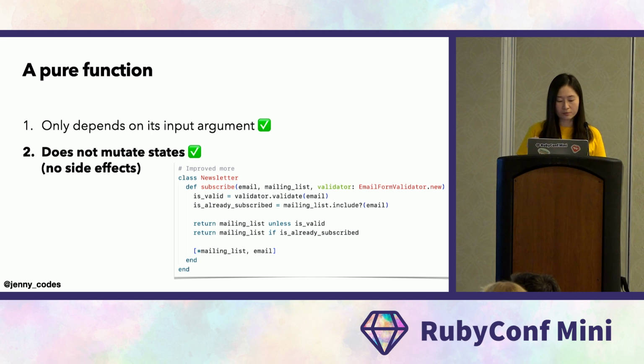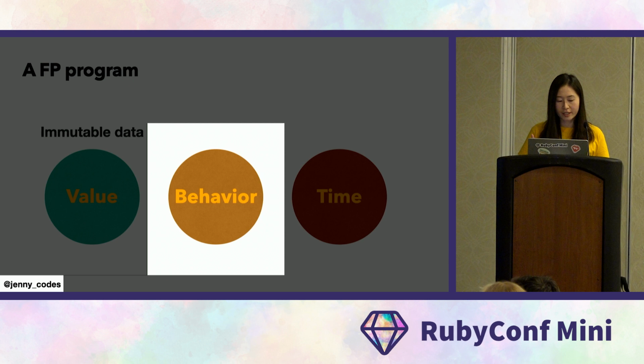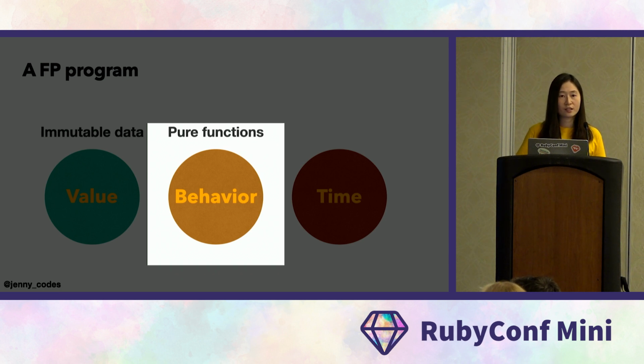And just a quick note, this is not a whole new idea either. A lot of us are already using service objects, and if implemented well, the concept of a pure function can go really well with a service object. Okay, and that is the behavior element of functional programming. We use pure functions to avoid implicit environment.